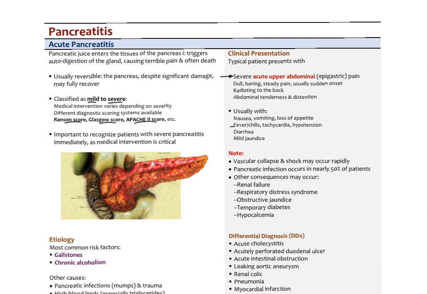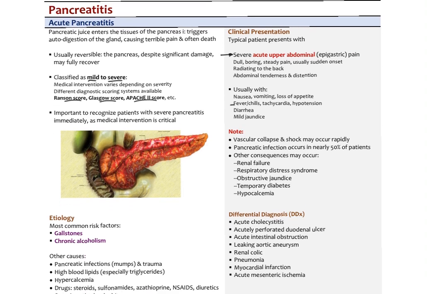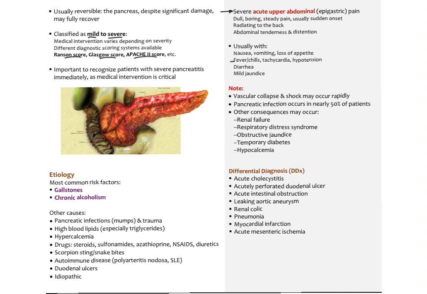Now, if there is severe hemorrhage internally of the pancreas, there can be vascular collapse and shock. And so that's why we want to really be important about gauging the severity and determining when medical intervention is needed.